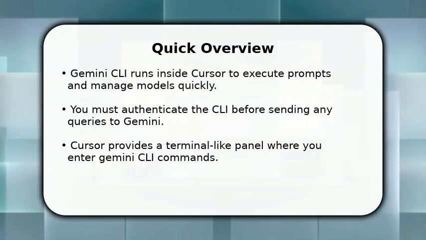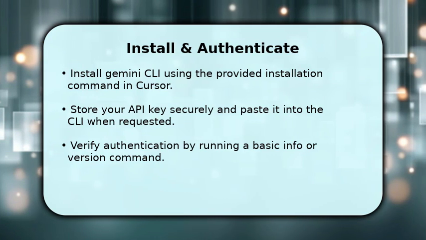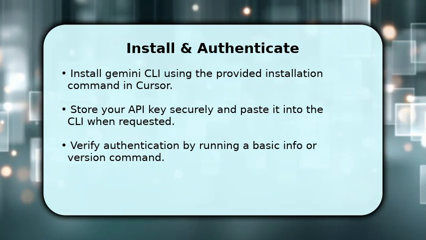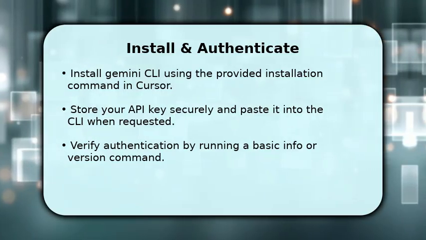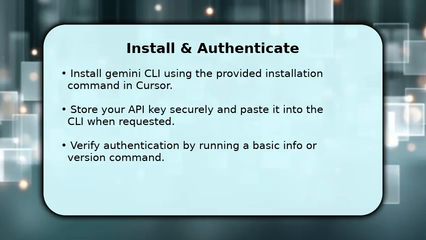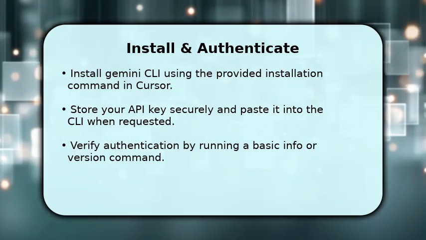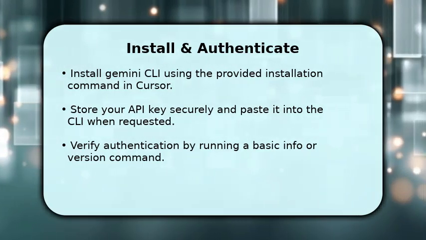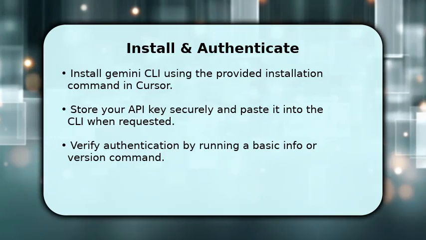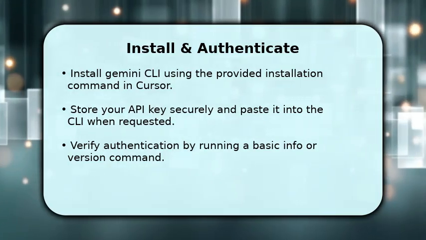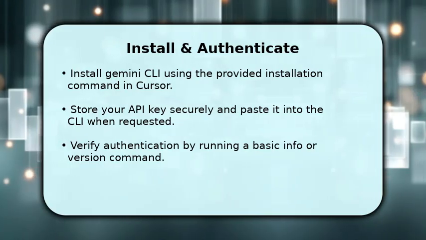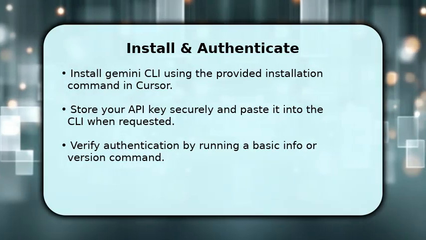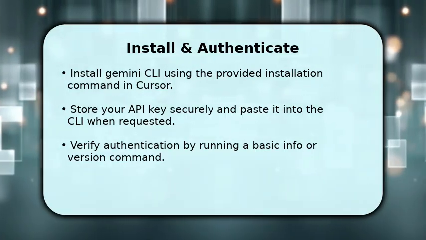the Cursor environment. Begin by installing Gemini CLI using the exact install command inside Cursor's terminal interface, and follow prompts patiently. Next, securely supply your API key when the CLI requests it, avoiding shared or public workspaces. After authentication, run a simple version or info command to confirm successful setup, and then try a minimal prompt to ensure the CLI responds correctly within Cursor before moving on to advanced features.